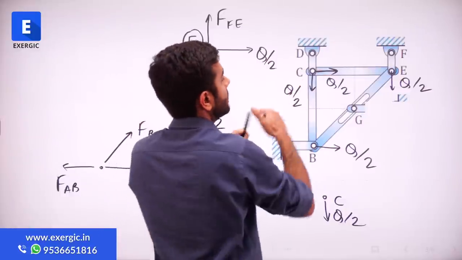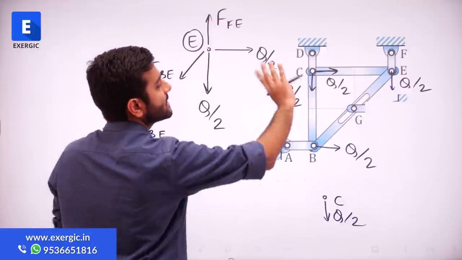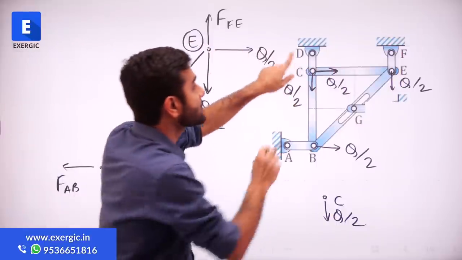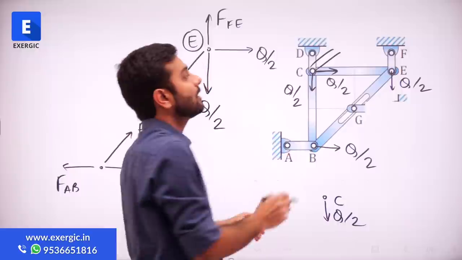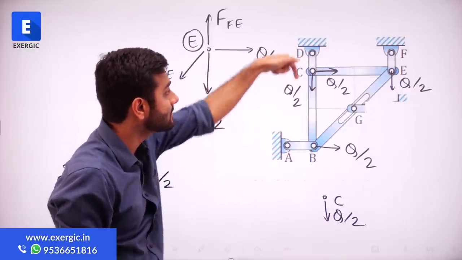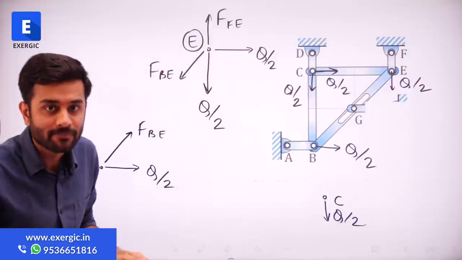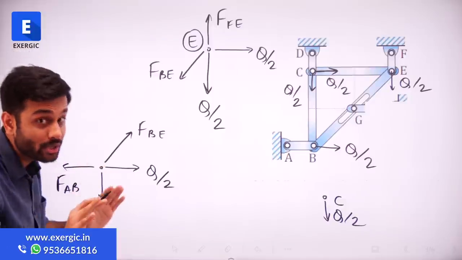Here it was not there. Since there is no force here, no component there, whatever is the Q by 2 at C, fully gets transmitted at E also. But here, since we have a connection in the same direction, or even if it was at any angle, there would have been a vertical component. So that can help balance this Q by 2. So entire Q by 2 will not be coming to CB or BC. That is why this force that we have here is not going to be Q by 2.